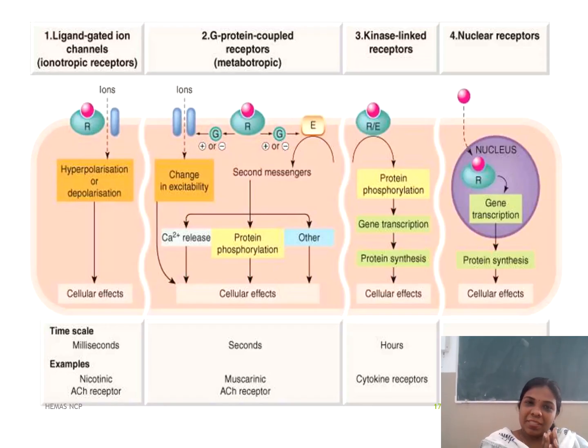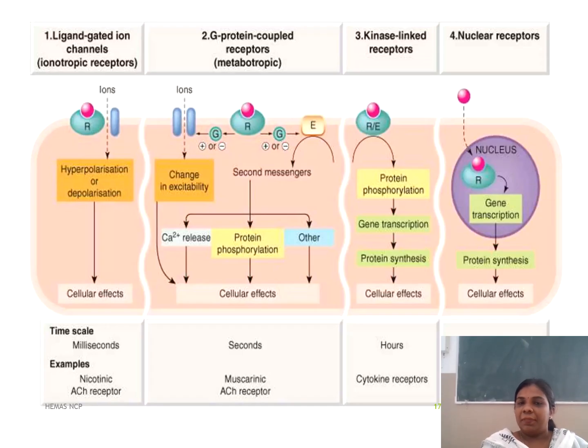Ligand gated ion channels. The first one is ligand gated ion channels or ionotropic receptors. These are membrane receptors that contain an ion channel. When a ligand binds, the channel opens or closes, allowing the ions to move across the membrane. So the mechanism is: when the ligand binds the receptor, the channel opens and ion flow changes the membrane potential. When the membrane potential changes, that may lead to a cellular response. The ions involved are Na+, K+, Ca2+, Cl-.